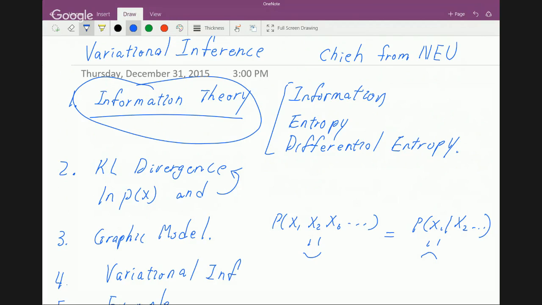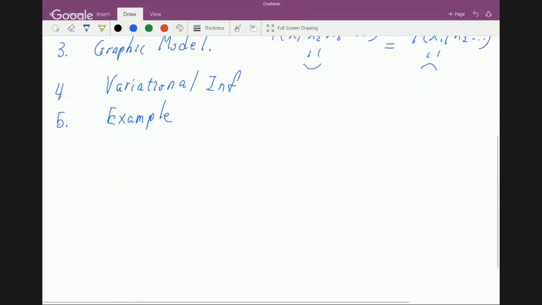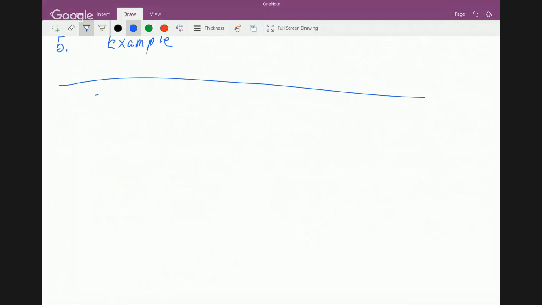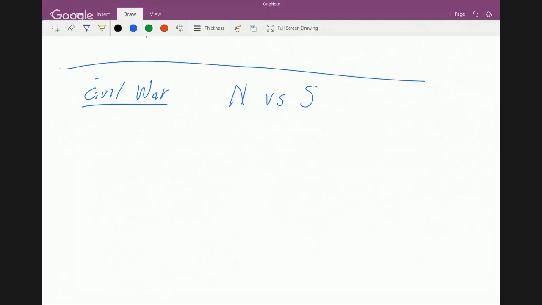Information theory: how do you quantify and measure information? Let's say you're in a class and you just learned about the Civil War. You may remember the Civil War was between the North and the South. Somebody tells you, given that you didn't already know, that the North won. How much information was that?